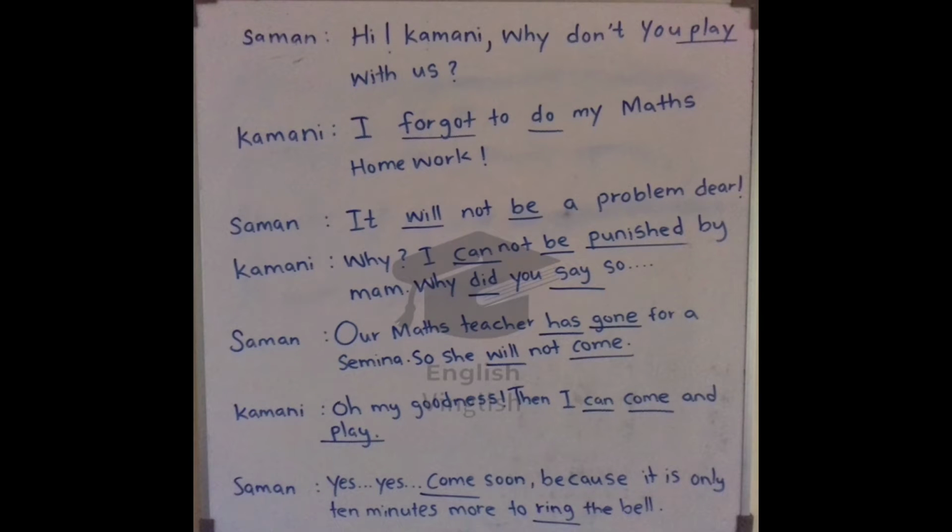Here I have underlined some words: play, forgot, do, be, punished, did, say, will, come, has, play, gone and ring. All these underlined words always represent an action.